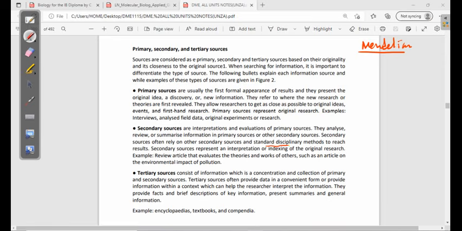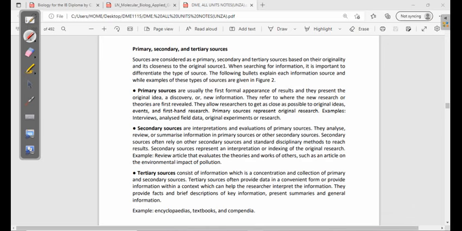Okay, so secondary sources often rely on other secondary sources and standard disciplinary methods to search results. Secondary sources represent an interpretation and indexing of the original search. An example that we can talk about is a review article, an article that is written to review what was already discussed or something that was already found out. Such is an example that we can give as a secondary source.